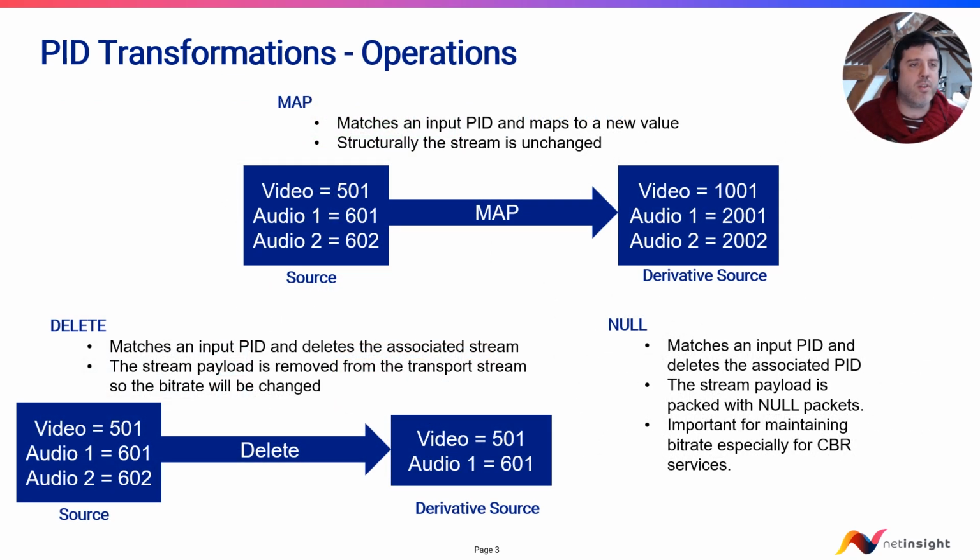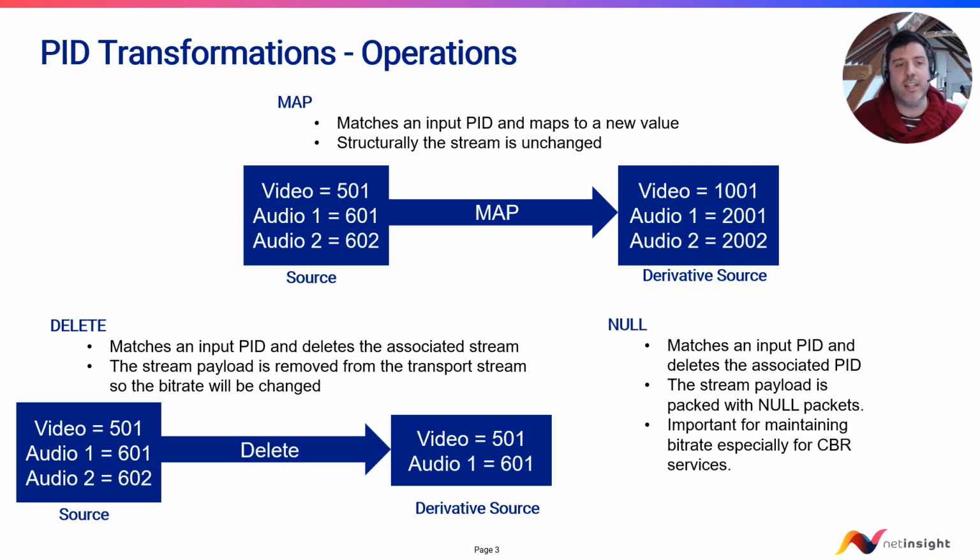There are three operations that we can support in Nimbra Edge for PID transformations. The first one is a mapping. We call this operation map. The map will match an input PID specified to a new value. Structurally, this doesn't change the stream, but it allows you to manipulate the values to a new derived source.